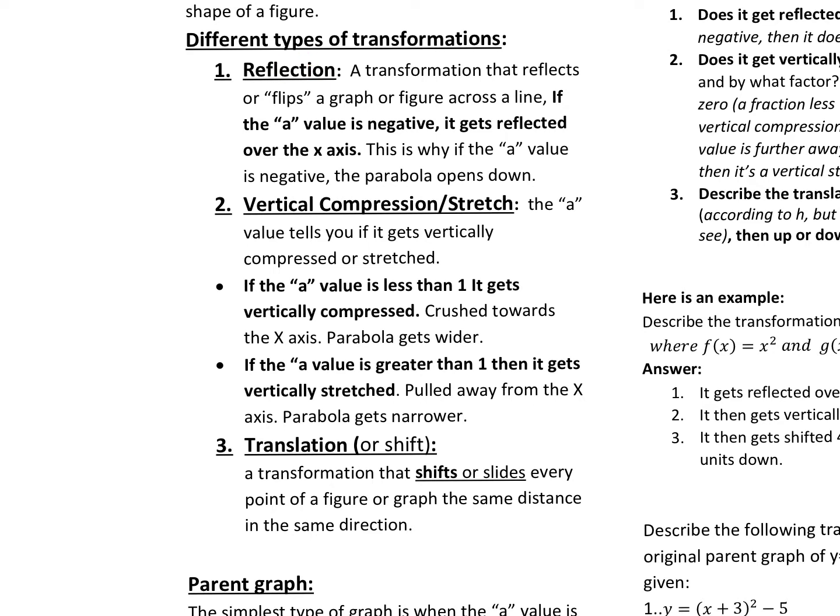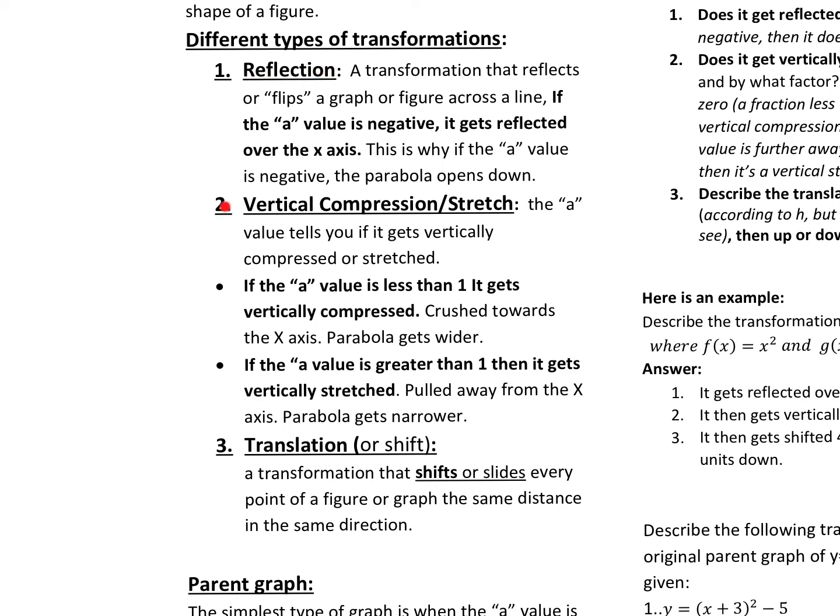How do we know if the parabola opens down instead of up? If the a value is negative. So if you do see that your graph has a negative a value, then you will state that it gets reflected over the x-axis. If you don't have a negative a value, then you don't have to worry about stating anything about reflections because there is no reflection. So first, check and see if your a value is negative. If it is, you're going to say it gets reflected over the x-axis.